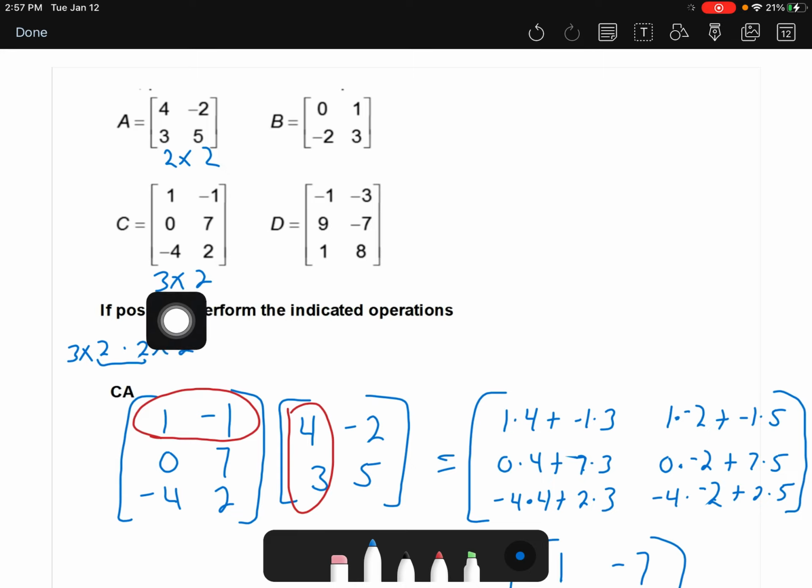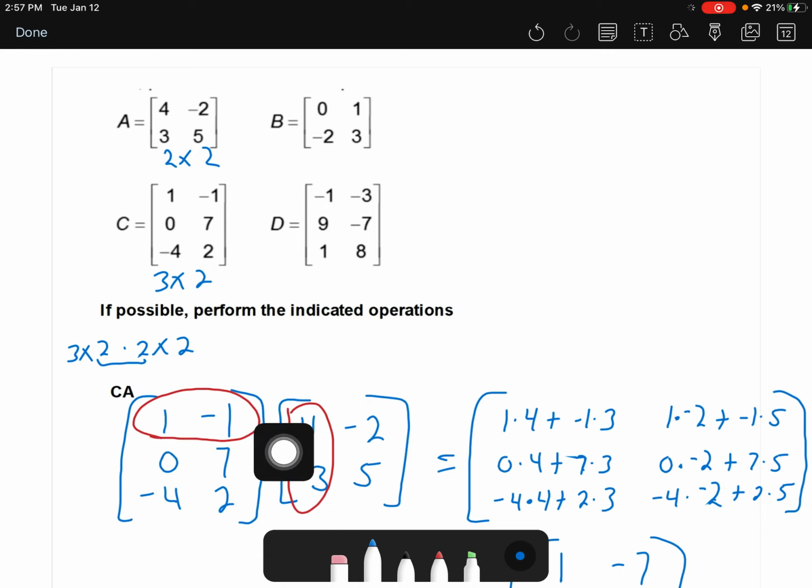So if we're doing C times A, C is a 3 by 2, A is a 2 by 2. 3 by 2 multiplied by 2 by 2. The 2's in the inner part here are equal, and we should get a 3 by 2 as our product. So we can do it because the 2's are the same in the middle, and we'll get a 3 by 2. Remember, when you're doing matrix multiplication, you're matching the row with the column.